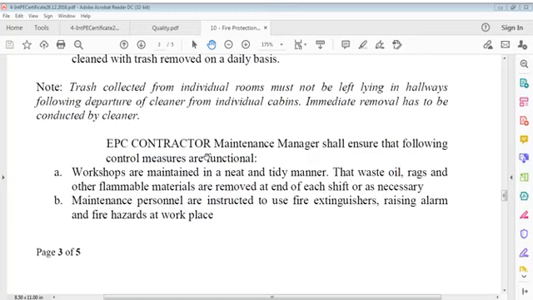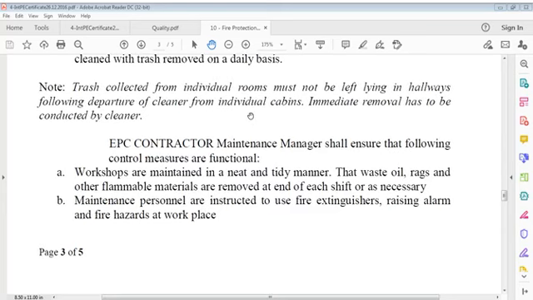EPC contractor maintenance leader, manager shall ensure that the following control measures are functional. Workshops are maintained in a neat and tidy manner, and waste oil, rags and other flammable materials are removed at the end of each shift or as necessary. Maintenance personnel are instructed to use fire extinguishers, raise alarms and report fire hazards at the workplace.